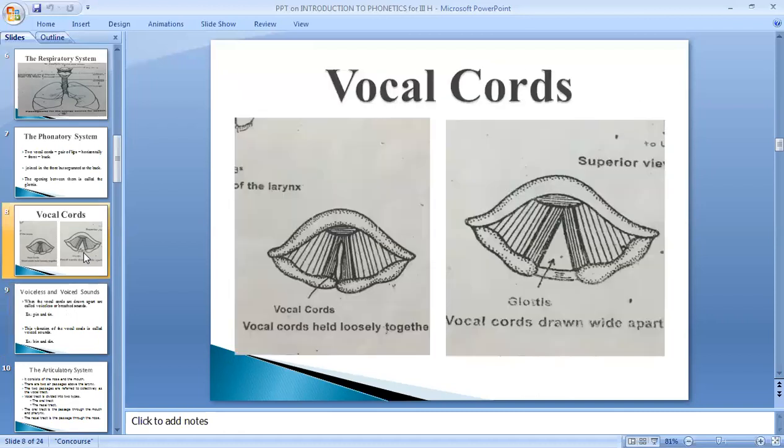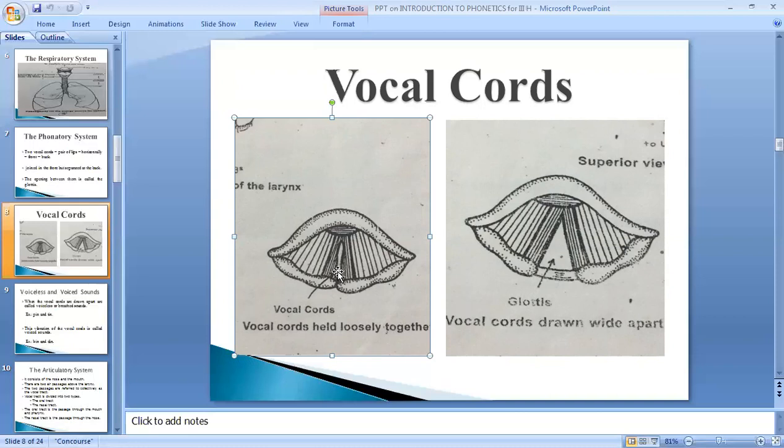So look at the picture. Here, the vocal cords are held loosely together. The pressure of the air coming from the lungs makes them vibrate. So while producing these sounds, some pressure will be there, vibration will be there. They open and close regularly many times a second. This vibration of the vocal cords gives voiced sounds.